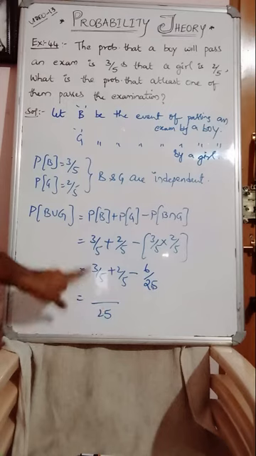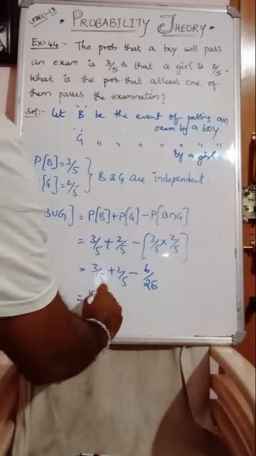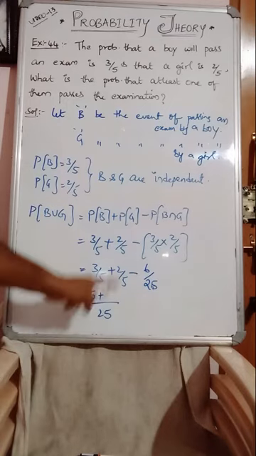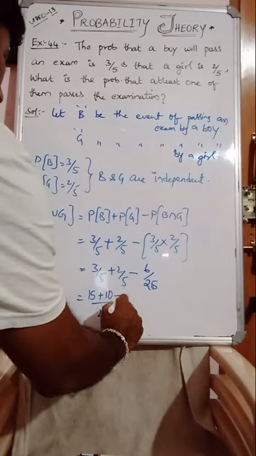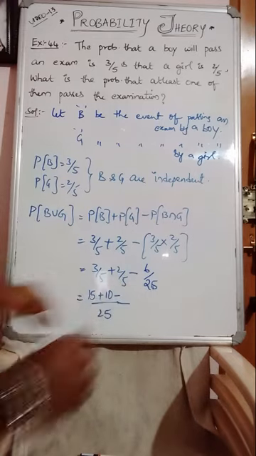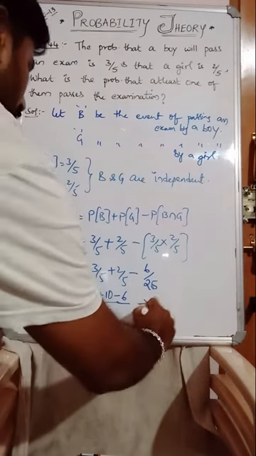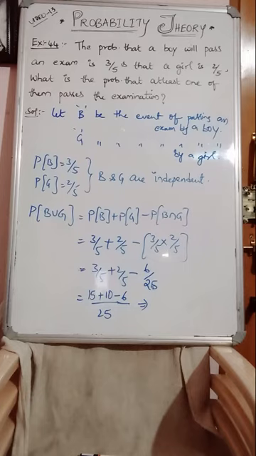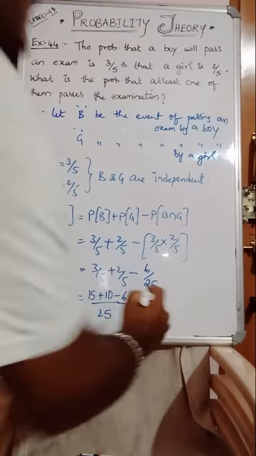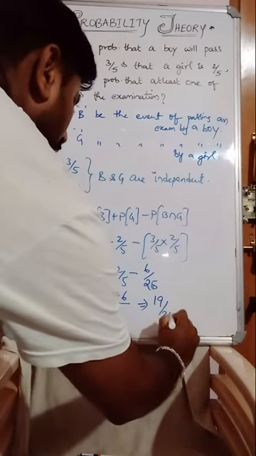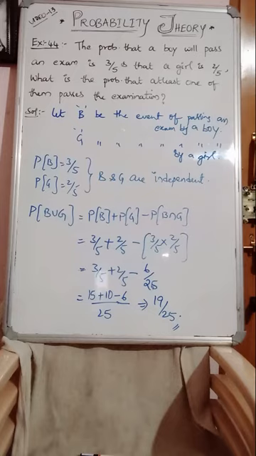Then 5 times 5 3s are 15 plus 5 times 5 2s are 10 minus 25 1 time 6. So this will become 15 plus 10 is 25, 25 minus 6 is 19. 19 by 25 is the answer.